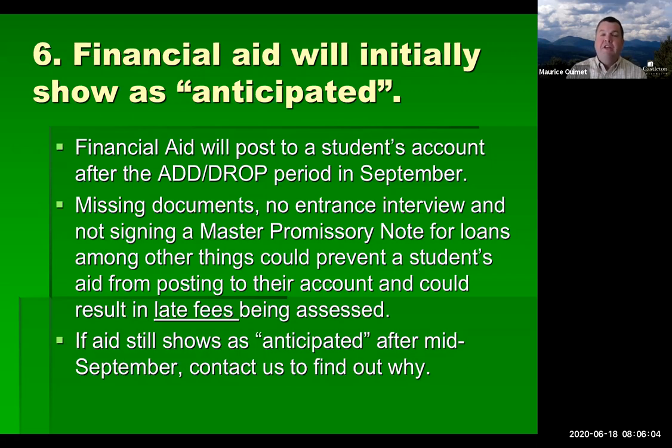And if after the add drop period is over, those first 2 weeks of the semester, you still see anticipated next to your financial aid, then you're going to want to stop in to see Financial and Registration Services because there is something preventing that aid from coming over and posting to your account. Okay, so right now, anticipated is normal. But at 2 weeks into the semester, as we get into early September, if you still see anticipated, then you're going to want to make sure you stop and see us so that we can resolve the issue as quickly as possible.